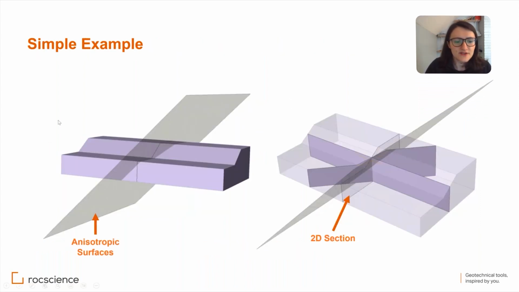Let's look at a very simple example. This is an extruded slope, and this gray plane is the anisotropic surface. Now let's say we take three 2D sections from here. One is in the direction of failure, 2 is at a 45-degree angle, and 3 is orthogonal to the direction of failure.